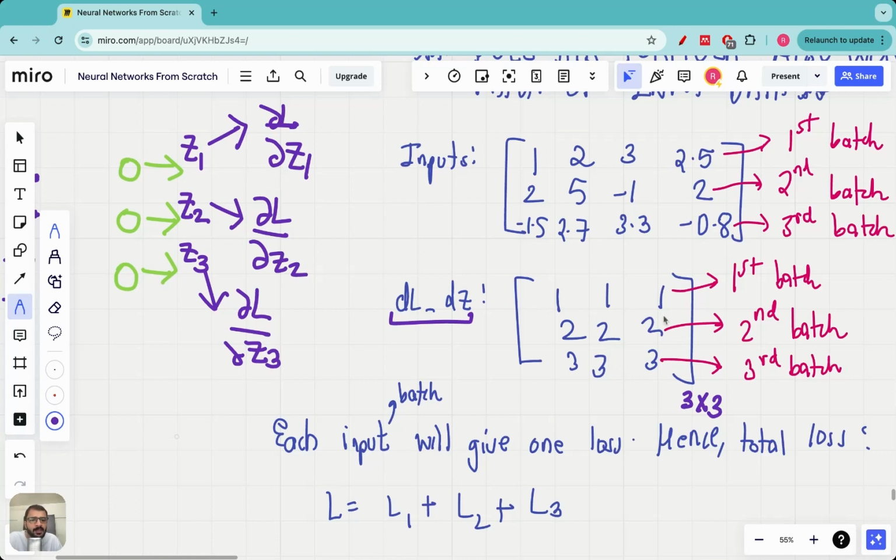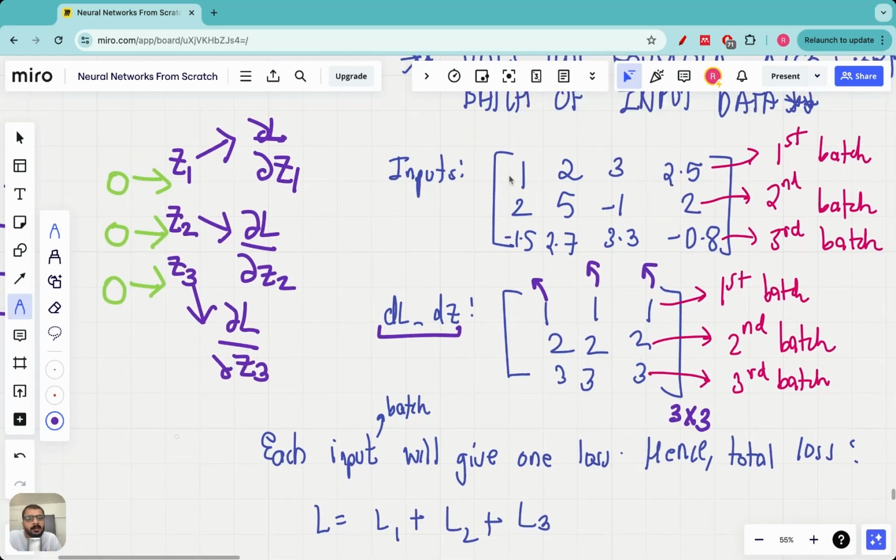third batch. Within a single row, the first column represents the output for the first neuron, which is DLDZ for the first neuron. Second column is for the second neuron, and third column is for the third neuron. The input matrix has three rows and it has four columns.